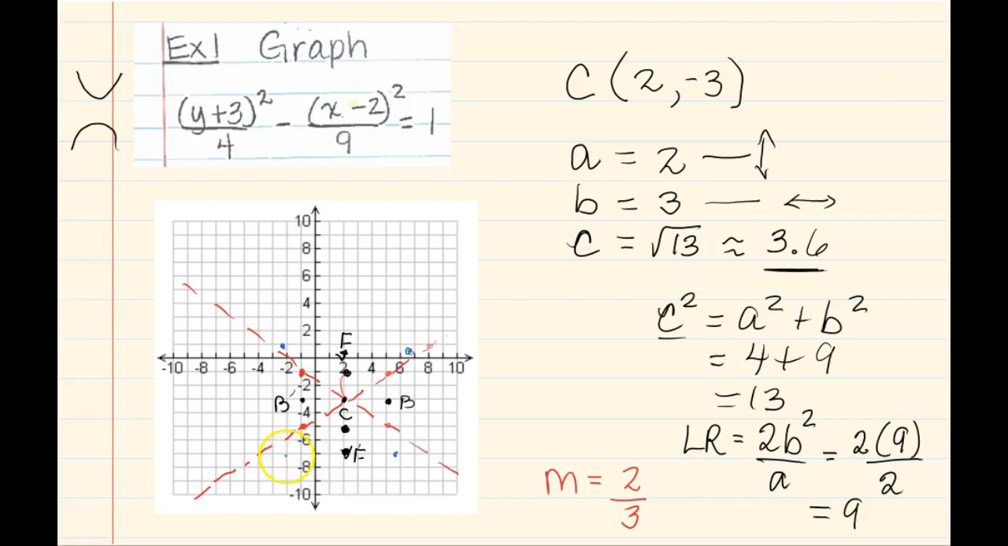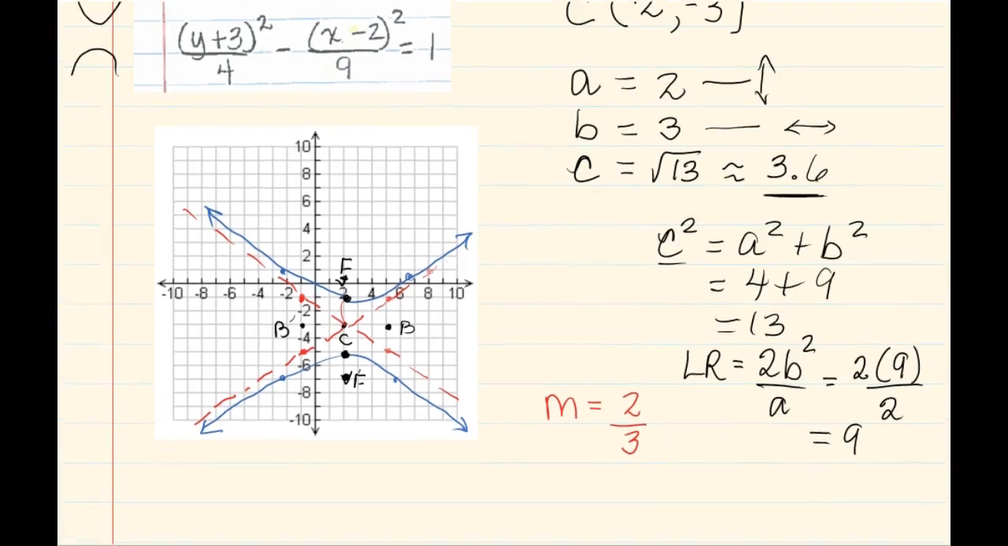Okay, so to finish up our graph, we're going to start at the vertex, go to our latus rectum point, and then towards our asymptote. Vertex, latus rectum, towards the asymptote. Same thing over here. And that is our graph of the equation of our hyperbola.